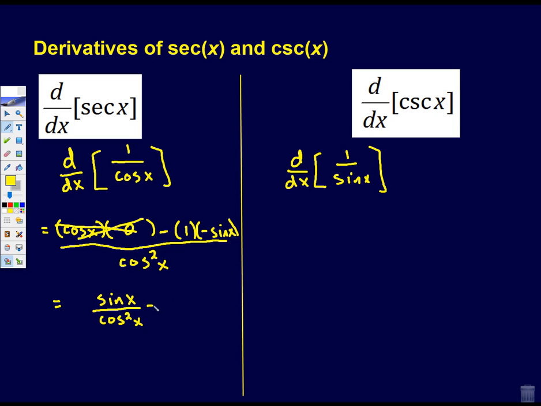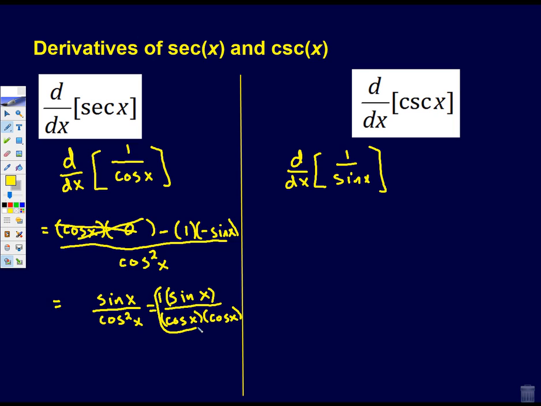However, I would like the answer to this to be the same format as the first two, and that is, I would like to find a way to not write this as a fraction. So to do that, I'm going to expand out the denominator a little bit and write it as cosine x times cosine x. And I would also like to write sine x as sine x times 1.